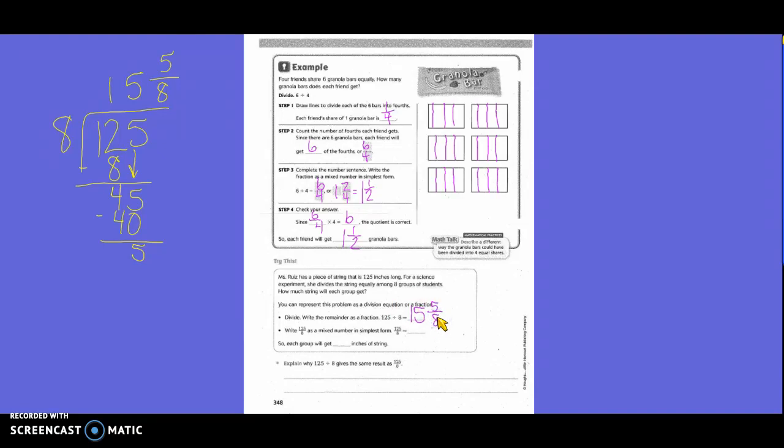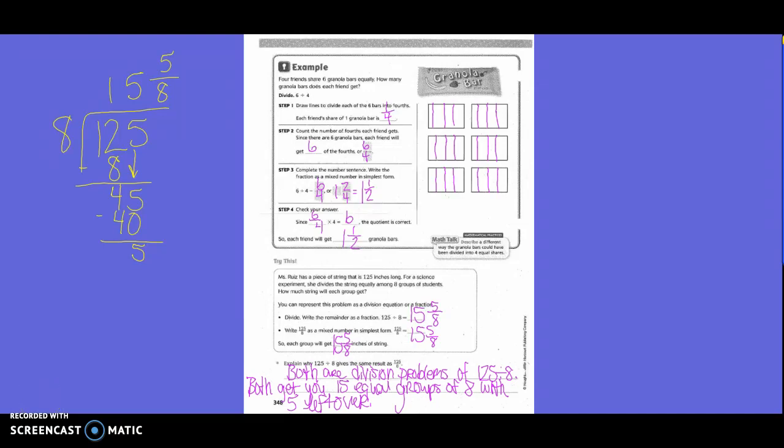Write 125 over 8 as a mixed number in simplest form. So what would that be in simplest form? Once again, that's dividing it out, right? So we would get what? 15 and 5/8. So each group will get 15 and 5/8.